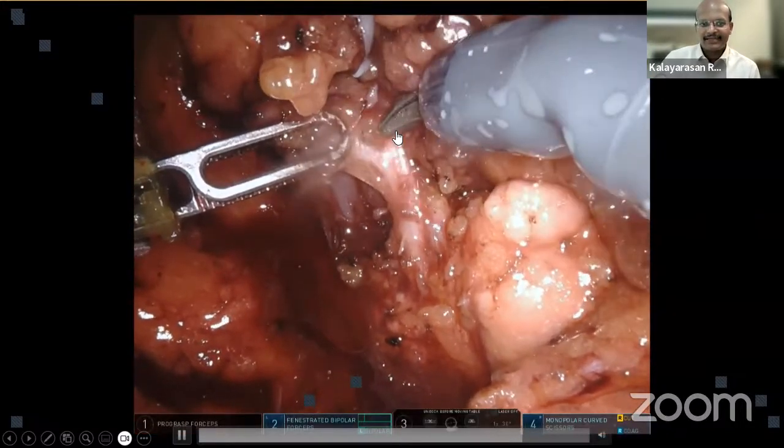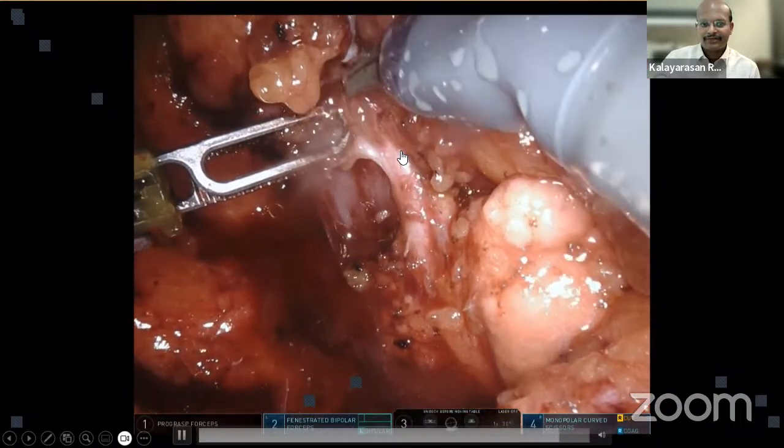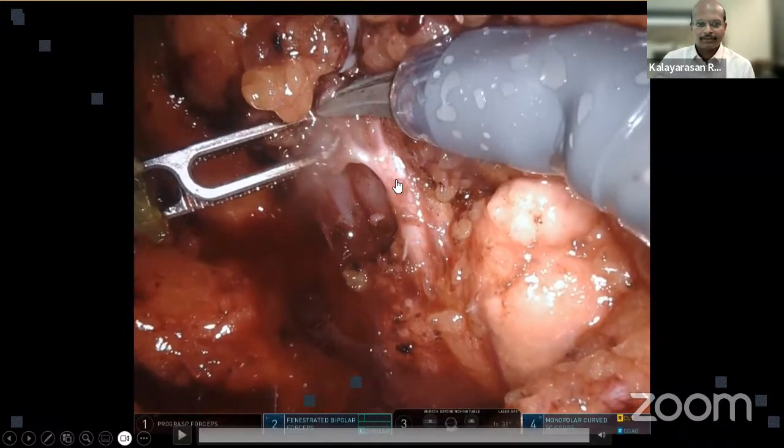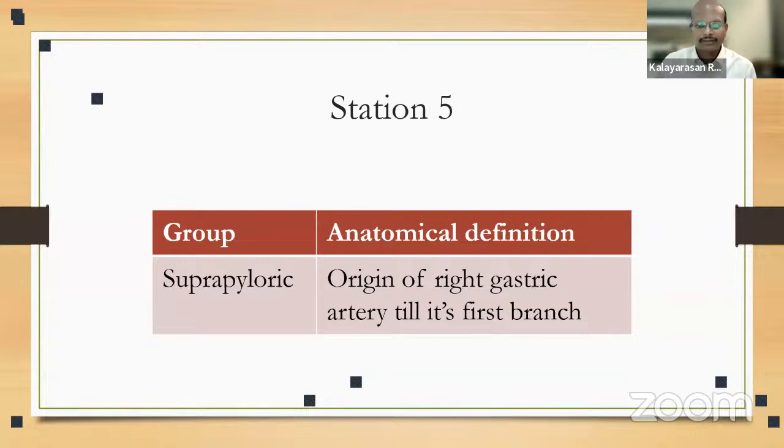Now, this is the other variant in which the infrapyloric artery originates from the right gastroepiploic artery. Now, in this case, you will have only a single vessel to ligate. The station 5, we know, is the origin of the right gastric artery till its first branch.